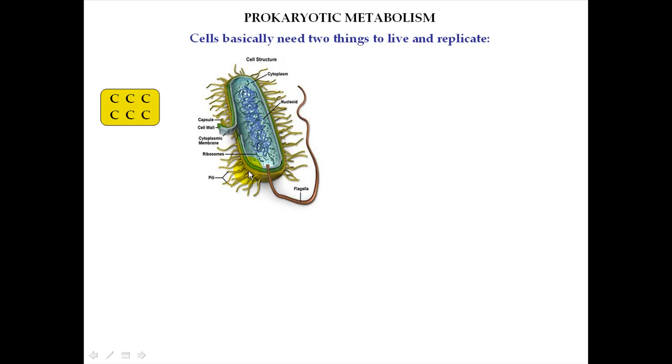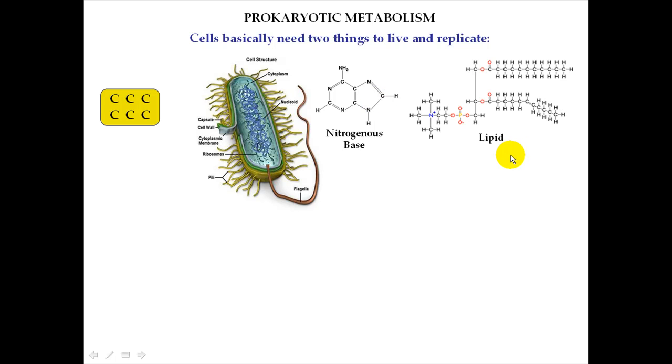So for example, nitrogenous bases, which are used to make DNA and RNA, check it out. Nitrogenous bases have carbons in them. Lipids, which are a major component of the cell membrane, check out all those carbons that lipids contain. And amino acids, which are used to make proteins, which make up a whole bunch of different structures in a cell, check it out. Amino acids have carbons in them.